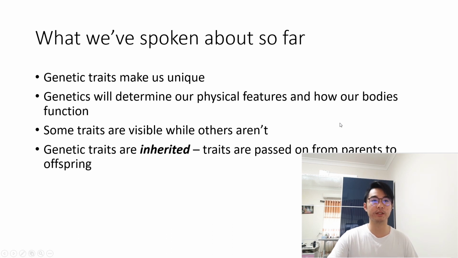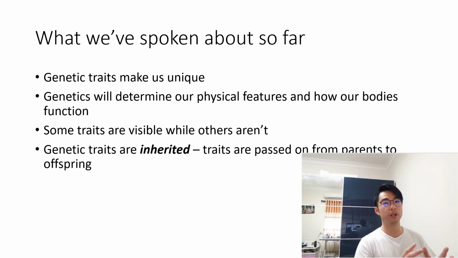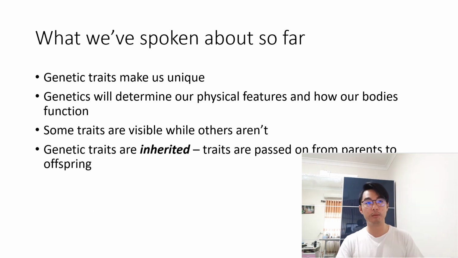So what we've spoken about so far. Well, we've said that genetic traits make us unique. Even though we're all human, the traits that we inherit from our family make us vastly different. Genetic traits will determine our physical features and how our bodies function. Some traits are visible while others aren't, okay? And the visible traits are usually physical features, whereas the invisible traits are the ones that control how our bodies work on the inside. Genetic traits are inherited, meaning that they are passed on from parent to offspring. And offspring here just means child or a child produced by the parents.